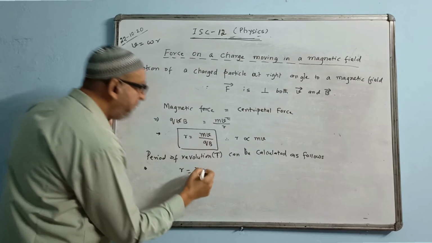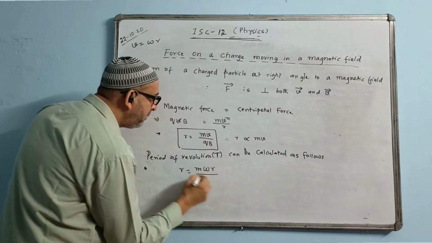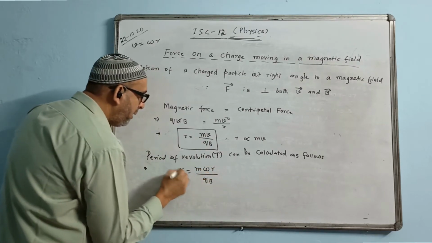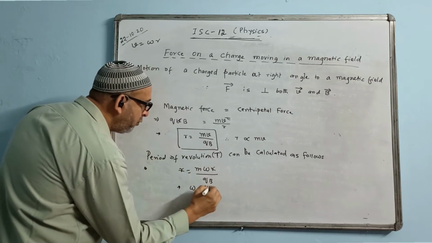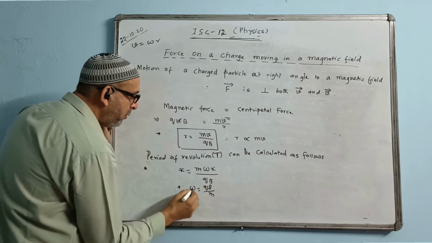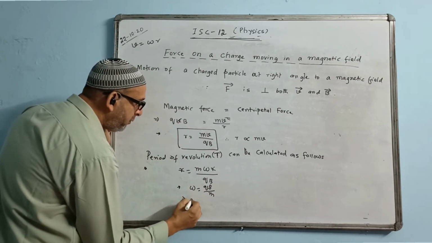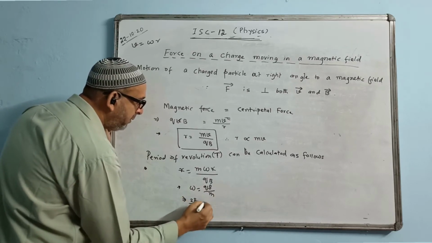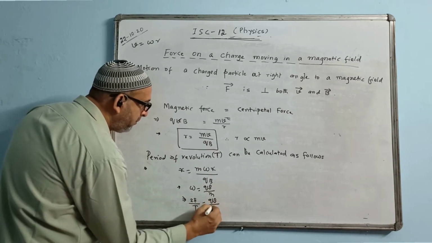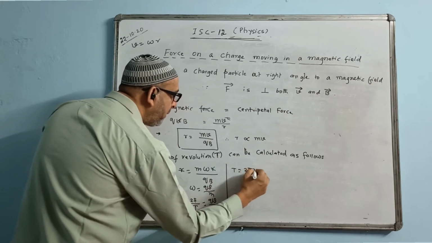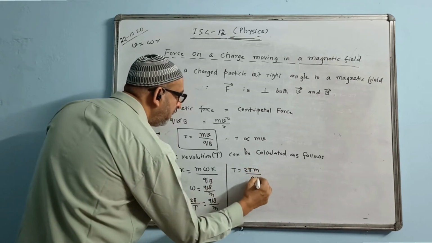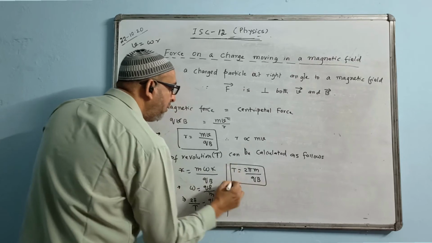Instead of V, we will be writing omega R, equal to QVB by M. R and R cancel, making omega the subject. The value of omega will become QB divided by M. From the omega formula, we have 2 pi by T, where T is the time period, equal to QB by M. Making T the subject of the formula, the value of T will become 2 pi M by QB. This is the value of the time period.